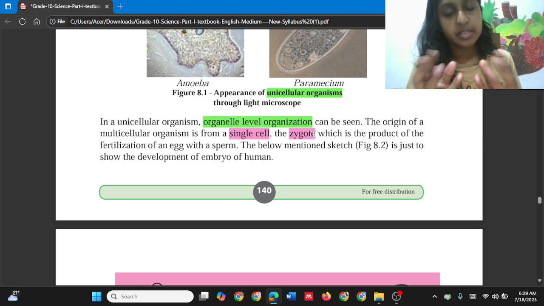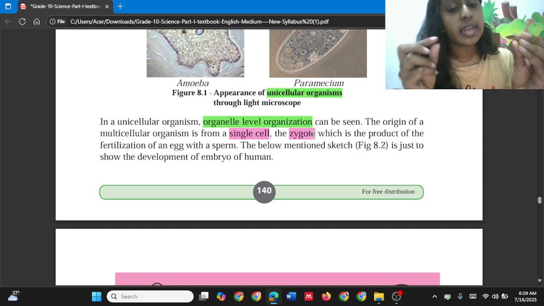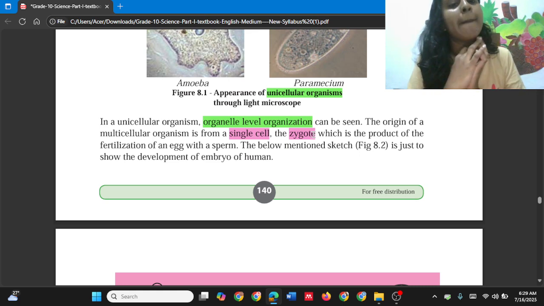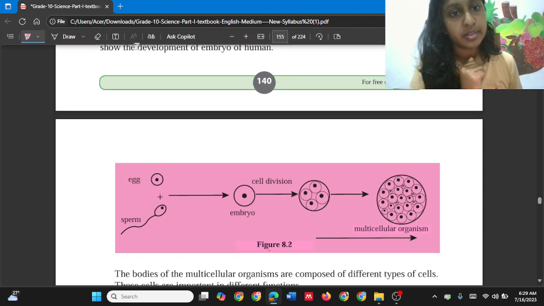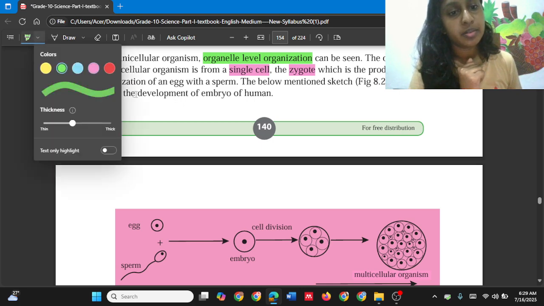ඊට පස්සේ හතරකට. කියන්නේ දෙකකට divide වෙනවා. ඒ divide වෙච්ච දෙක ආයෙ දෙකකට divide වෙනවා. ඒ divide වෙච්ච හතර ආයෙ දෙකකේවල divide වෙනවා. මෙහෙම තමයි tissue එකක් හැදෙන්නේ. The first step is zygote. Okay. The below mentioned sketch is just to show the development of embryo of human. The development of embryo of human.